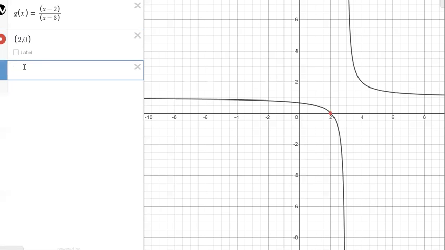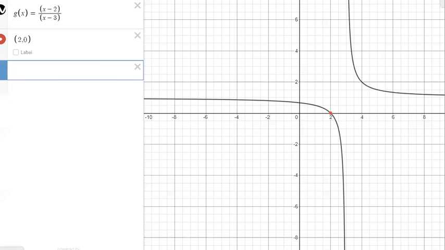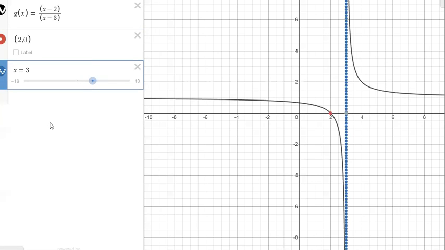I also want to label my vertical asymptote. Remember, our vertical asymptote was x equals 3. So I'm going to graph x equals 3. Perfect. That's my vertical asymptote. I'm going to change that to a blue dotted line. Good. Notice that it kind of matches up with the graph.